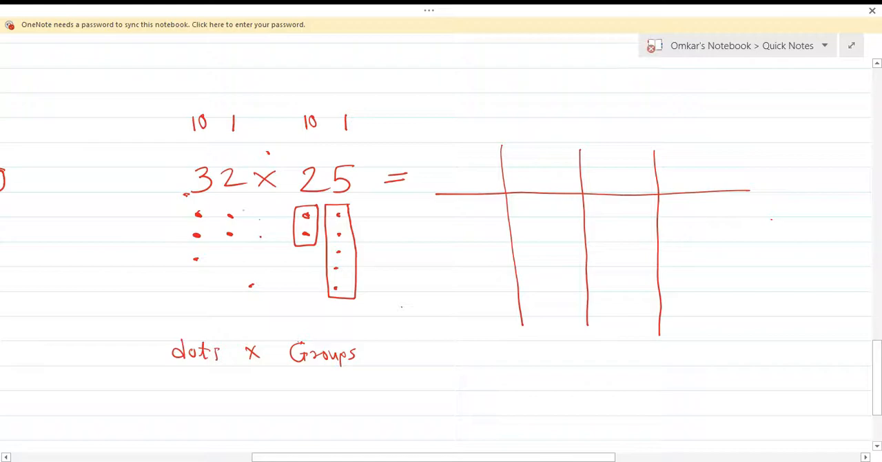So for the first dot here, we will give five dots, or the group of five dots, in the units place and the group of two dots in the tens place. Okay, so this dot is done. For this dot, it is done.